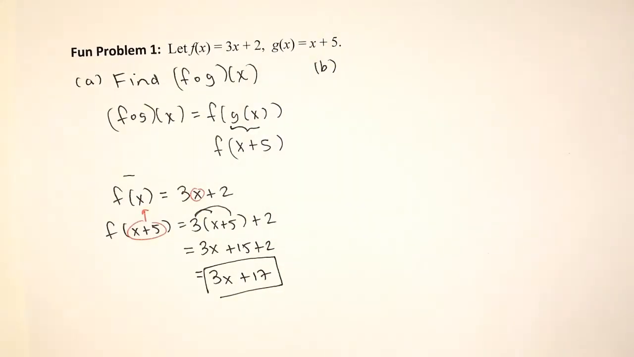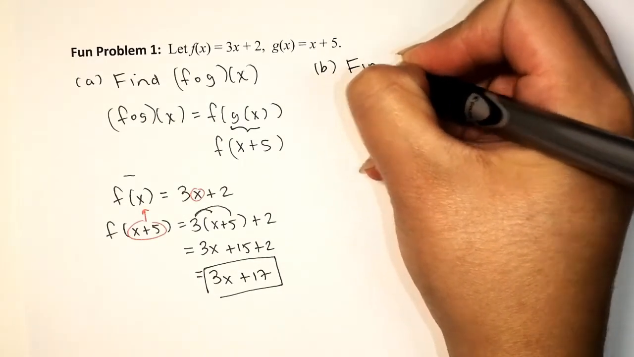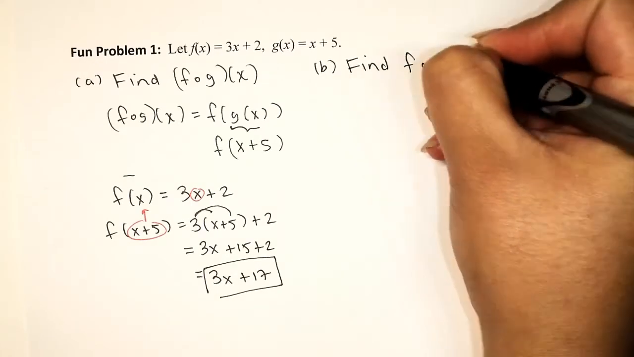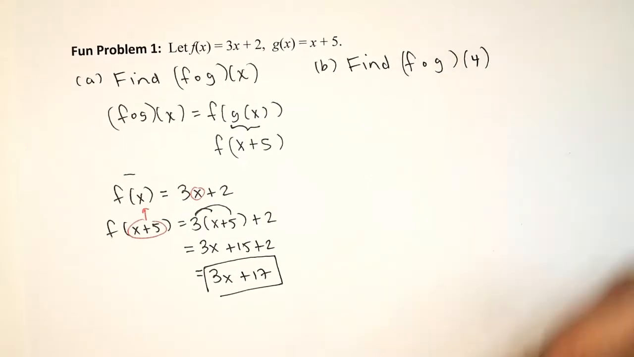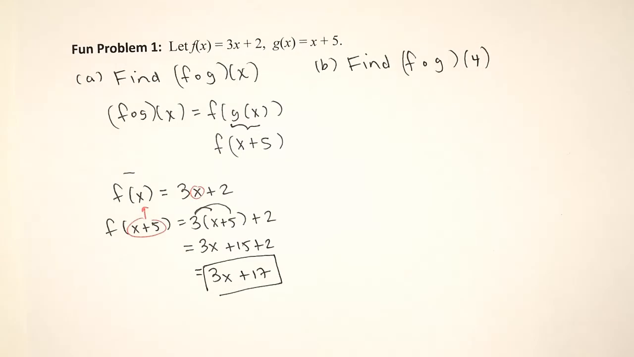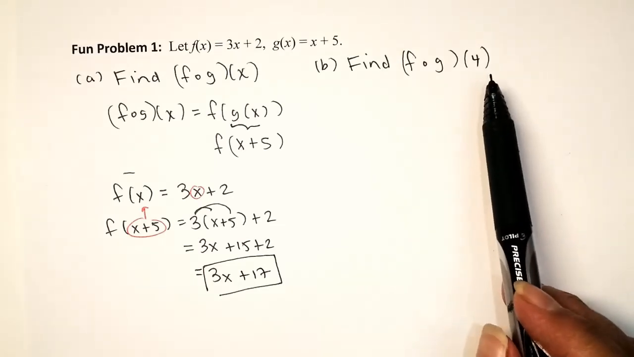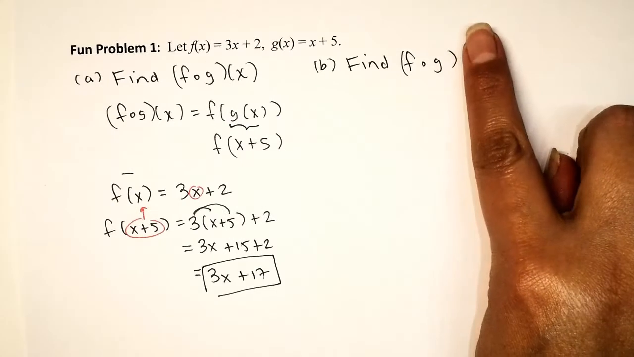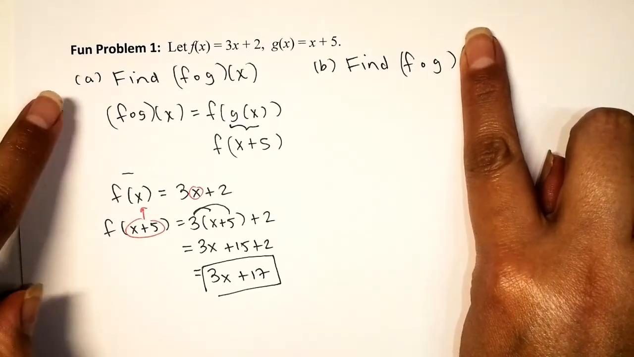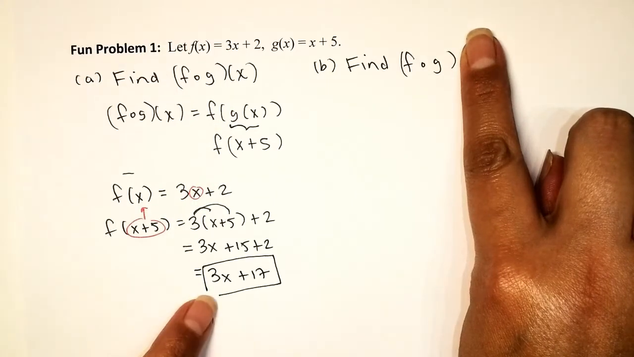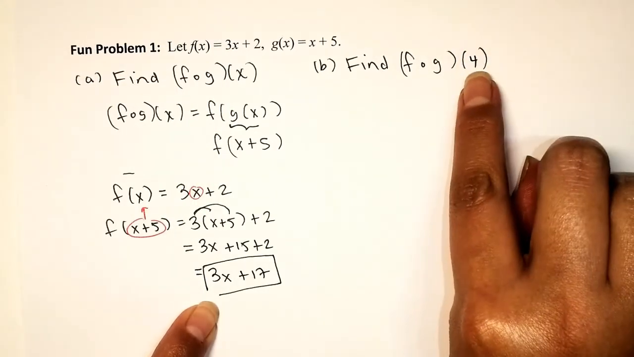Okay. For problem B, where am I? So I want you to find, okay, we want to find f of g of 4. Not only do I want you to compose one function in terms of the other, I want you to evaluate it. Okay, so we have 2 ways to go about it. Option 1, find f of g like we did in problem A, and in this case f of g is the same problem. F of g is 3x plus 17, and then we can evaluate it at 4.